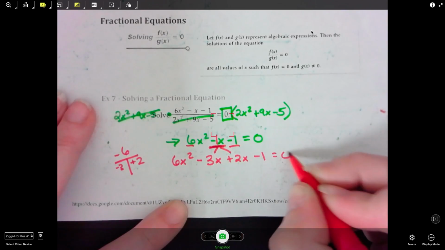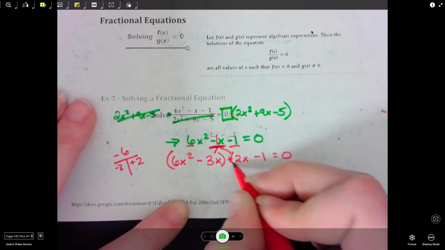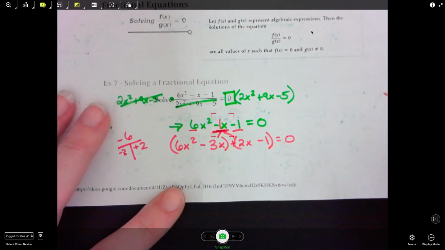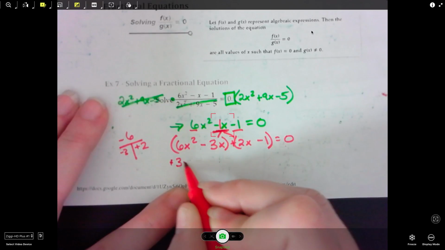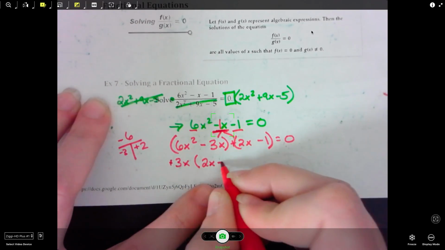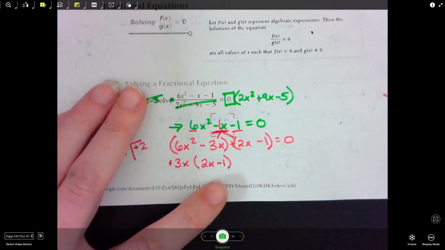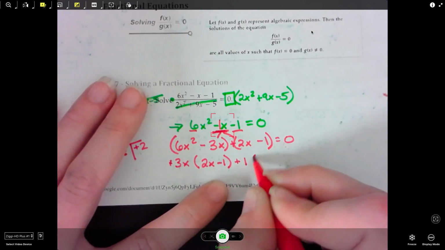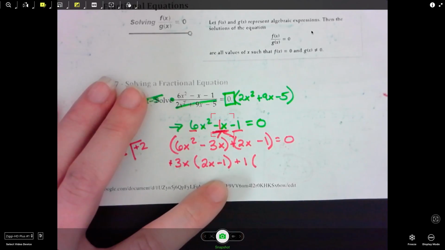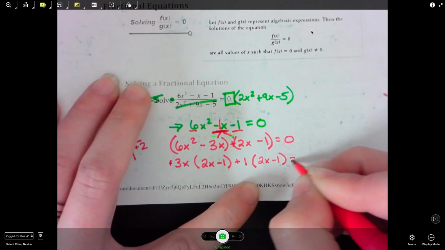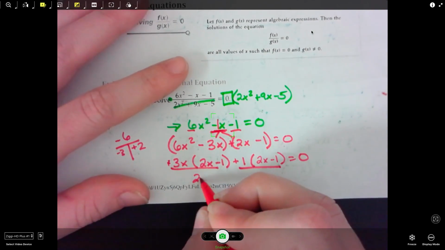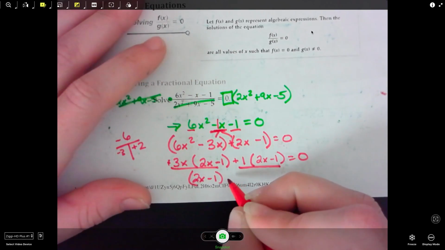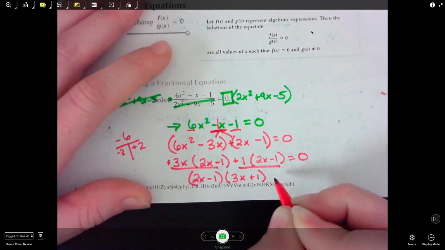Okay, I'm going to group, and please let this come out nicely. Yes, I think it's going to. All right, again, if I'm going too fast, go ahead and pause. 6x squared minus 3x, I can take let's take a +3x out, and I'm left with 2x minus 1. And over here, 2x minus 1, there's nothing that I can take out, but you always have to take something out. So we take out a +1, and it's 2x minus 1. These two pieces here have a 2x minus 1 in common. And if I yank that out, I'll have left over 3x plus 1 equals 0.